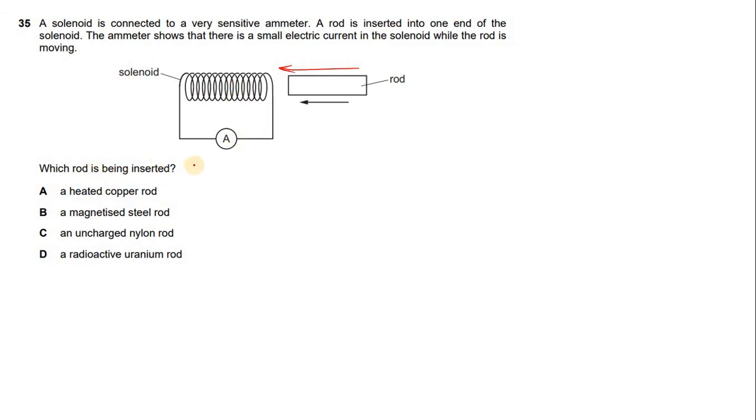produced. So which rod is being inserted? A heated copper rod, there's nothing to do with the heat and production of current. In this case, a magnetized steel rod, yes, that means this rod is magnetized, meaning it is a magnet, and a magnet moving closer to the coil changes the magnetic flux, causing an EMF to be induced. So the option must be B.